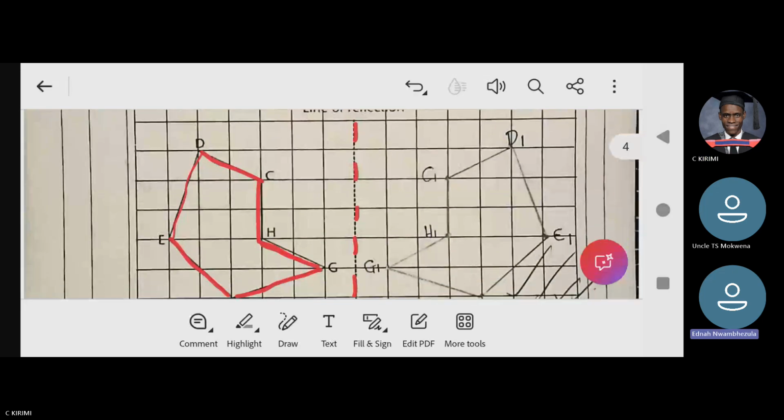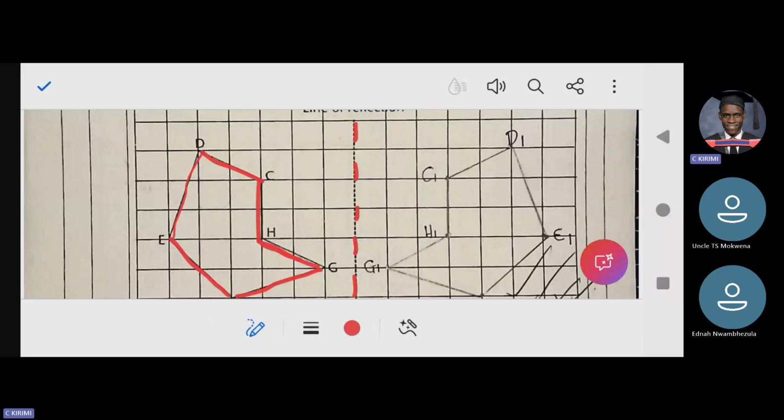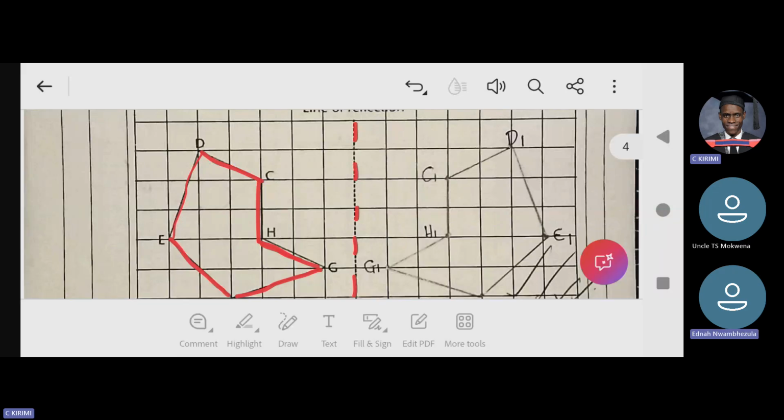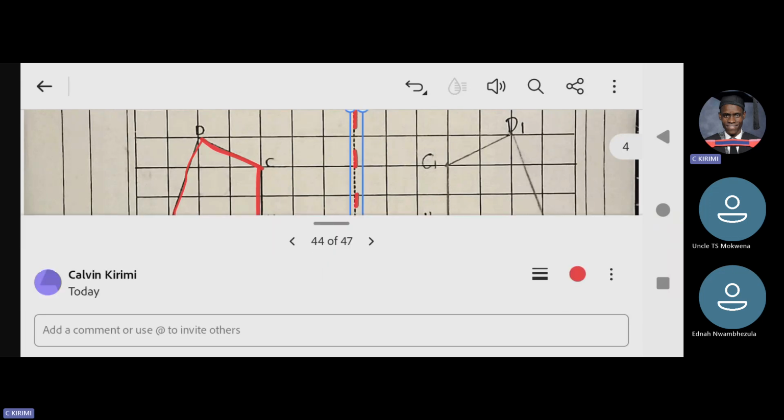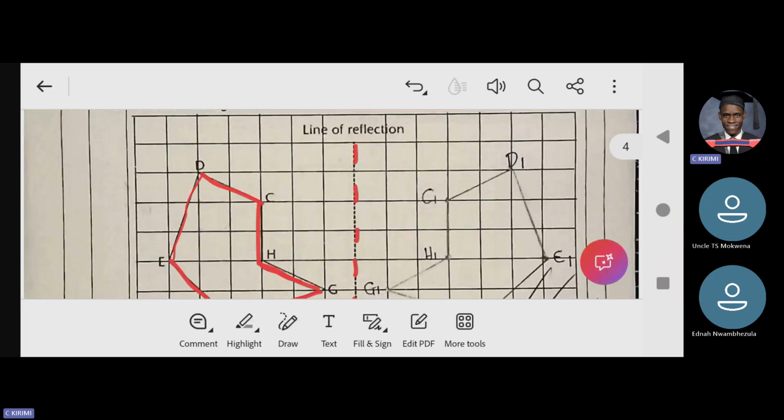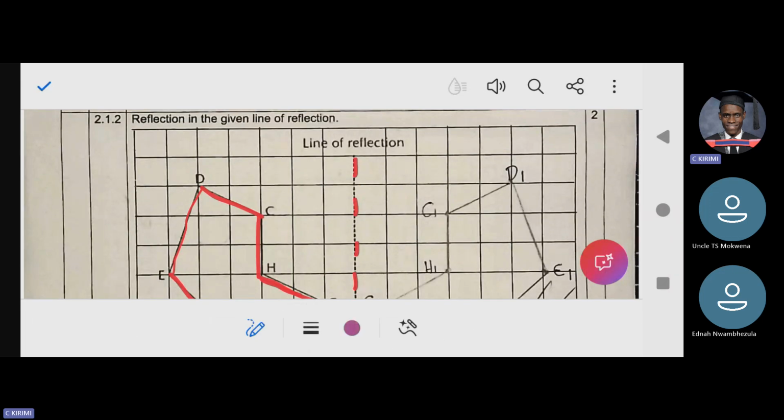This is what you do when you are drawing this reflection. Let's start with point D. From the line of reflection, you are counting now, going to the left. How many boxes? You count the number of boxes from the line of reflection. So I'm going to count from here: 1, 2, 3, 4, 5 lines. There are 5. So if I want to plot the image of D, I must also put 5 boxes going to the right from the line of reflection.